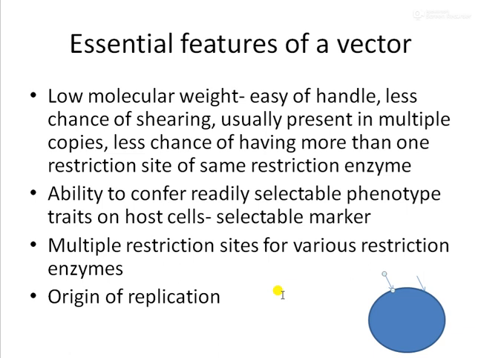The next feature is the presence of an origin of replication. Now, what is an origin of replication? Origin of replication is something which will help to replicate the DNA. Only if the vector has its own origin of replication can multiple copies of that particular vector be created. So, the presence of the origin of replication is also an essential feature of a vector.